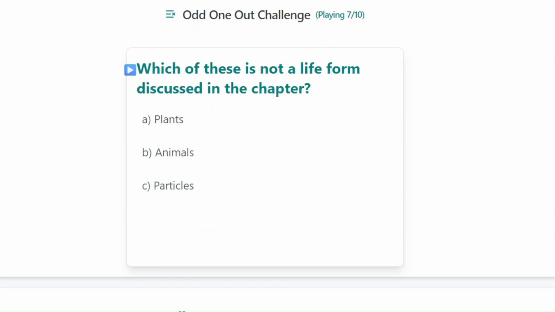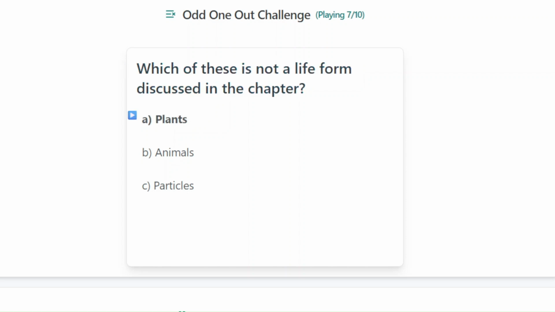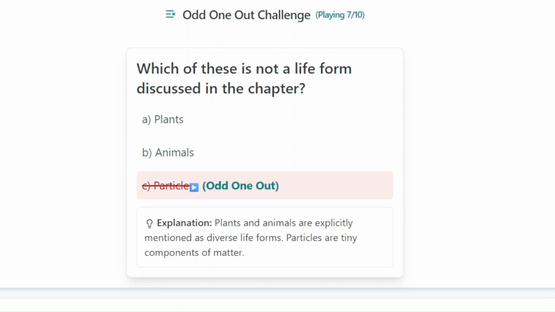Which of these is not a life form discussed in the chapter? Plants. Animals. Particles. The odd one out is particles, because plants and animals are explicitly mentioned as diverse life forms. Particles are tiny components of matter.